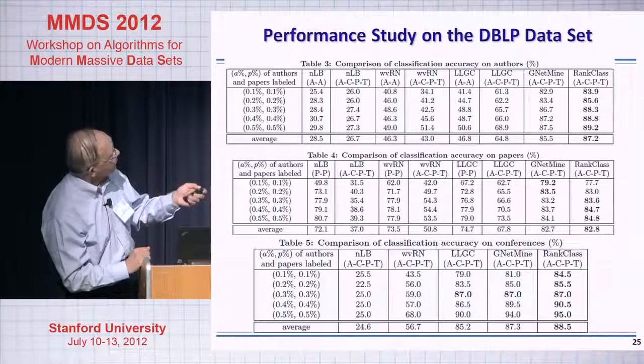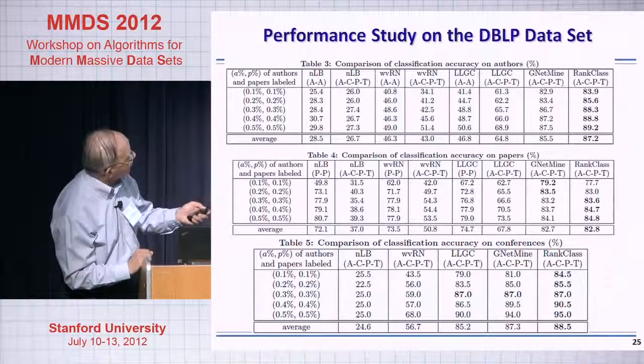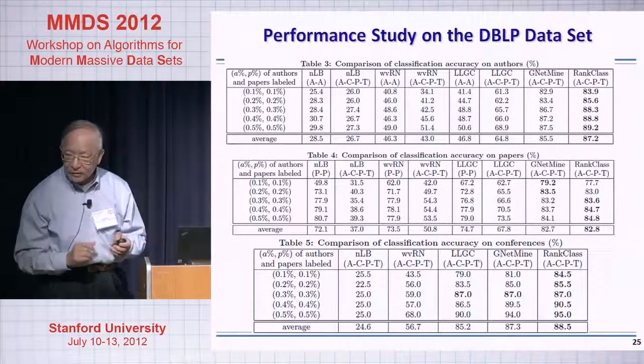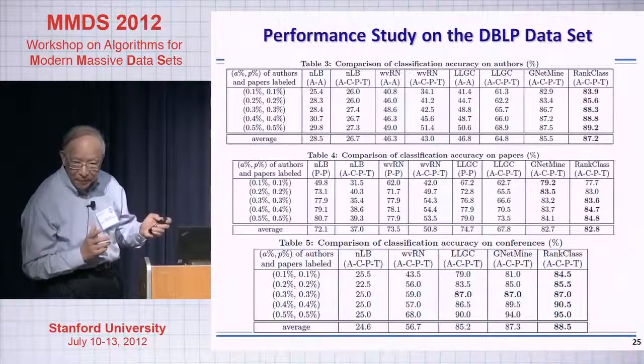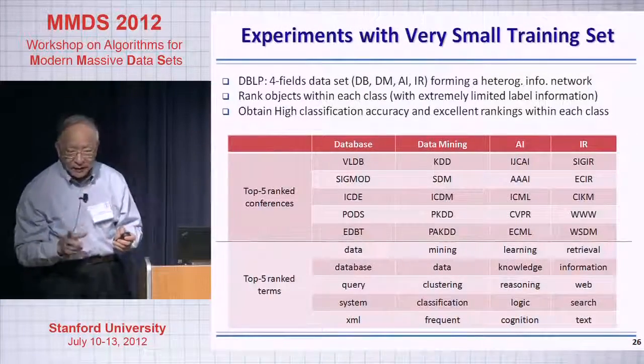Then you will see what accuracy you can get. This is the accuracy on authors. This is accuracy on papers. These are accuracy on conferences. The accuracy actually is pretty high, even using a very small number of training examples. If you're not convinced, here I show you a concrete example.